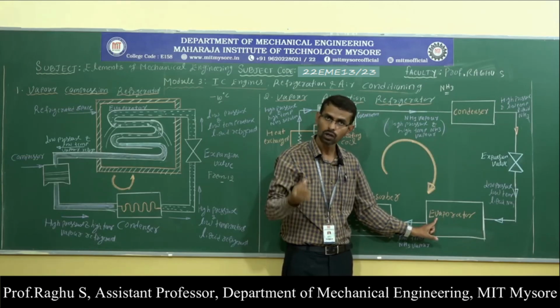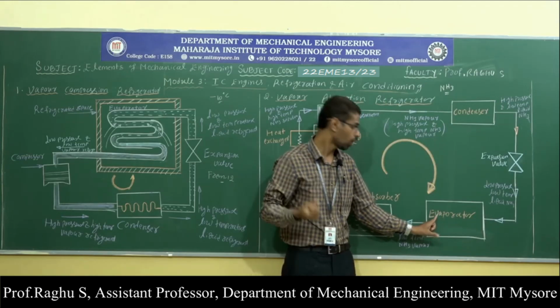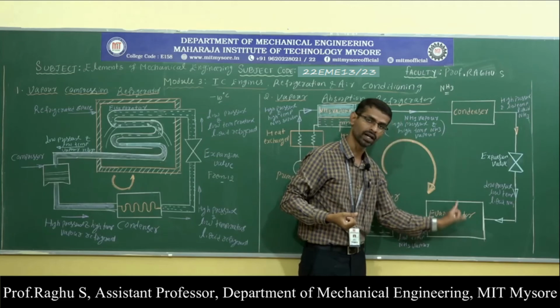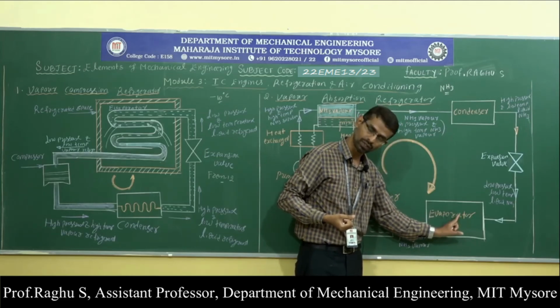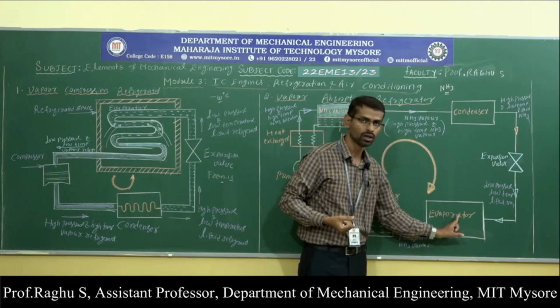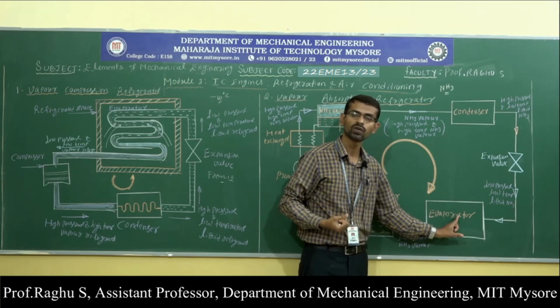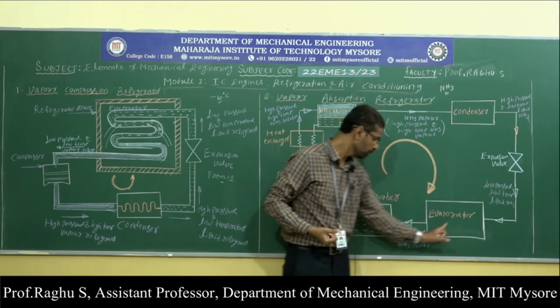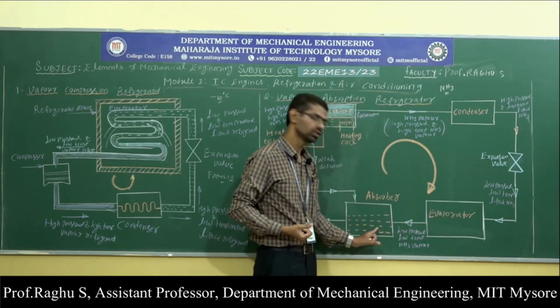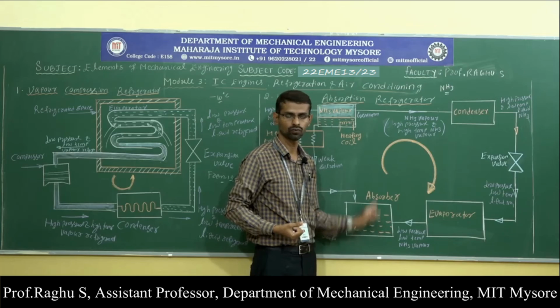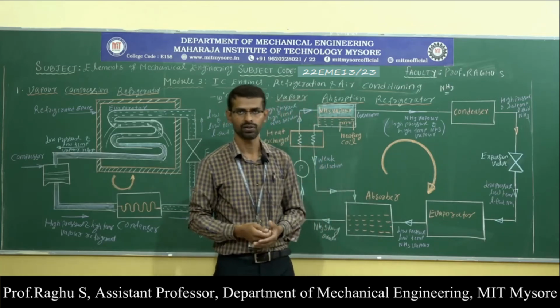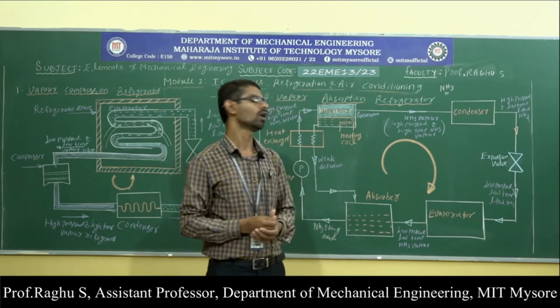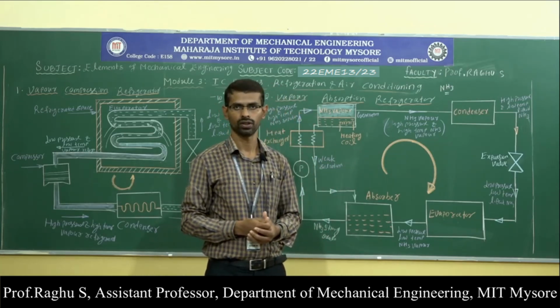In the evaporator, the low pressure and low temperature liquid ammonia absorbs the heat from this chamber, and hence the temperature of this refrigerated space gets reduced to a lower value. Due to heat absorption, the liquid ammonia gets converted into vapor form again. Now the vapor form again enters into the absorber, strong ammonia solution is formed again, and the cycle gets repeated. So this is the working of the vapor absorption refrigerator.